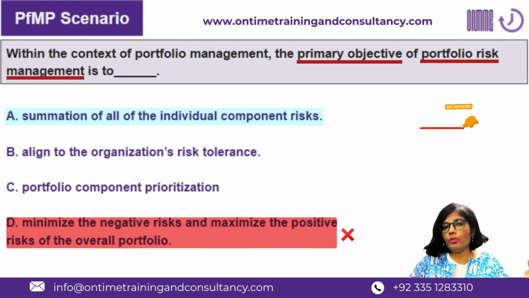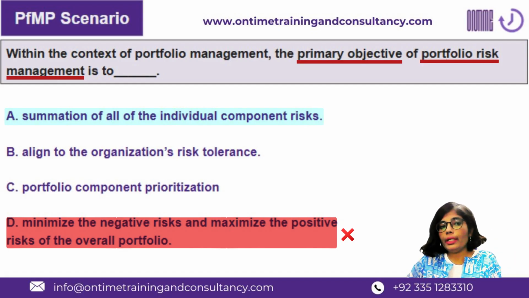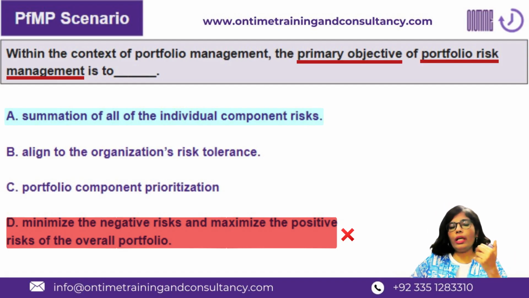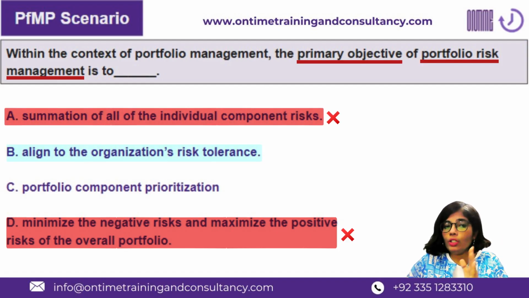Project risk should be dealt with at the project level. Program risk should be dealt with at the program level. And portfolio would have its own challenges, its own threats and opportunities, and its own escalations. That's what we document in the portfolio risk register. So it's not A. B, aligned to the organization's risk tolerance. This is exactly the purpose of portfolio risk management.